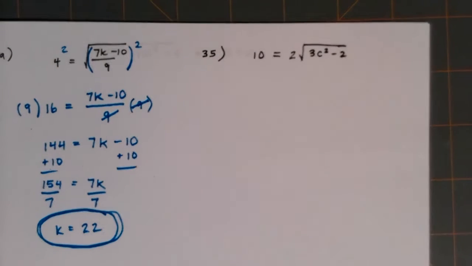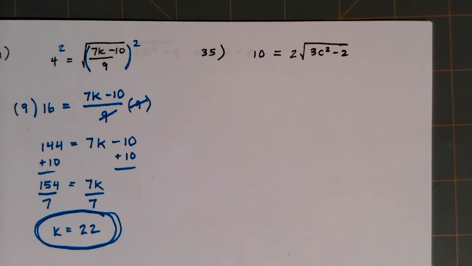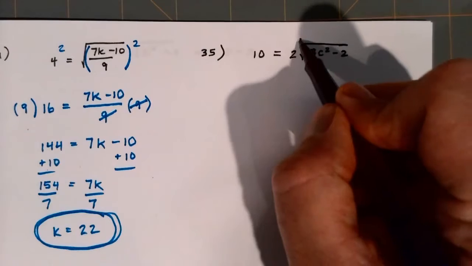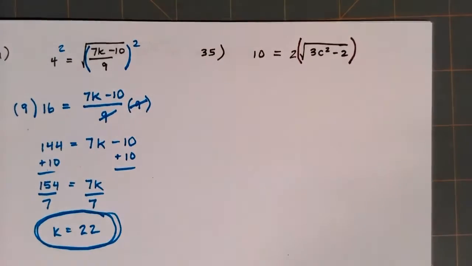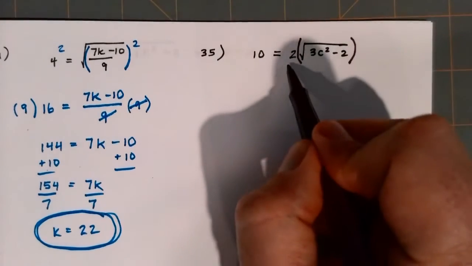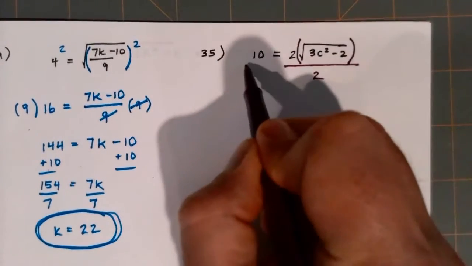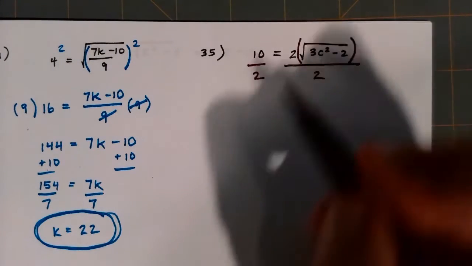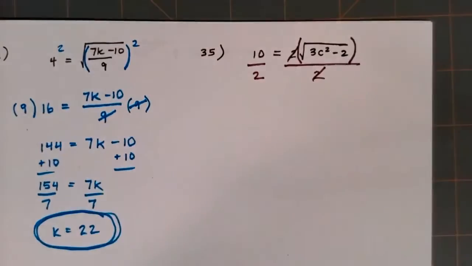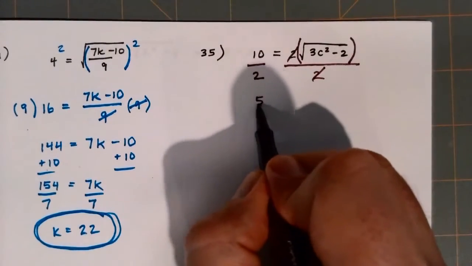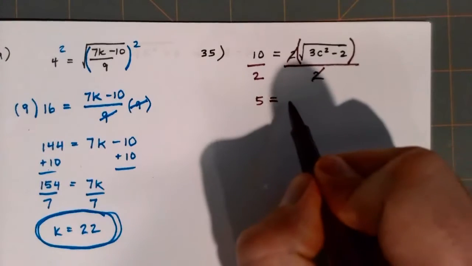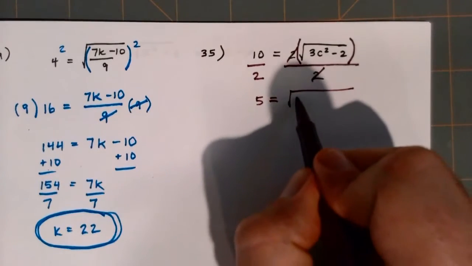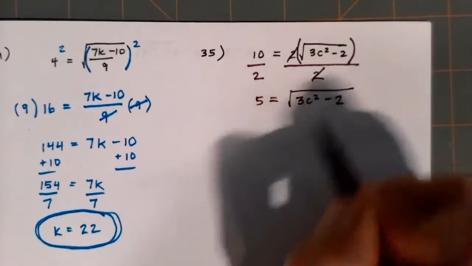10 equals 2 root 3c squared minus 2. Okay. So the first thing I need to do is isolate the radical. Right. Get that radical all by its lonesome. So I'm going to divide both sides by 2. And again, I can do whatever I want so long as I do the same thing to both sides. So these guys are going to cancel. And I get 5 equals root 3c squared minus 2.